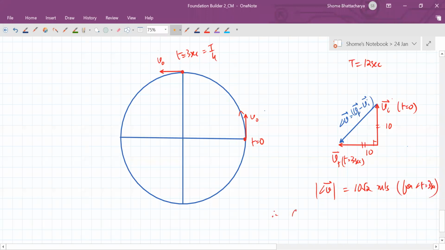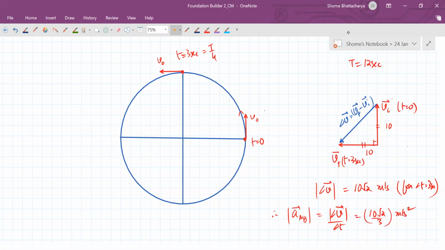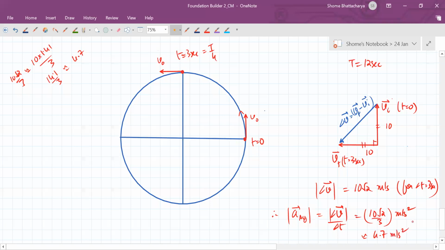So therefore, average acceleration will be the magnitude of this change in velocity upon the time. So 10 root 2 divided by 3 meters per second. Yes, something like that. That's correct. Okay. 10 root 2 by 3 we can write as approximately 10 into 1.41 by 3. So 14.1 divided by 3. So 4.7 approximately. Yes, slightly greater than 4.7. So we can approximate it as 4.7 meters per second square.